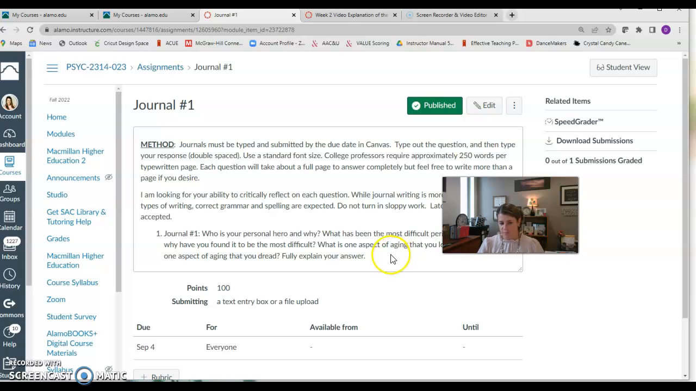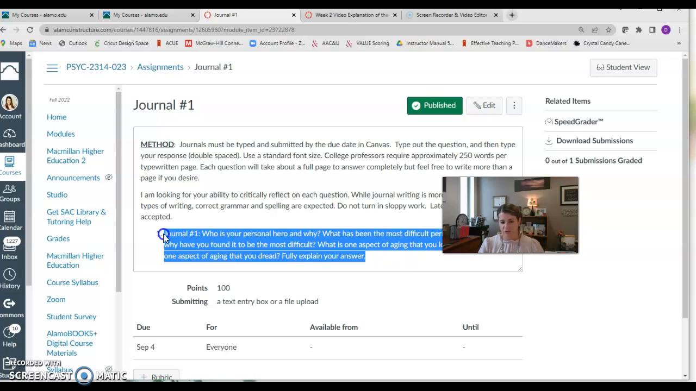So just this part right here is due for your journal. You'll have 4 journals throughout the semester. Sometimes students are like, do I do them all now? Nope. The only thing that's due by September 4th is just what I have highlighted here, just what you see in this journal number 1 assignment.